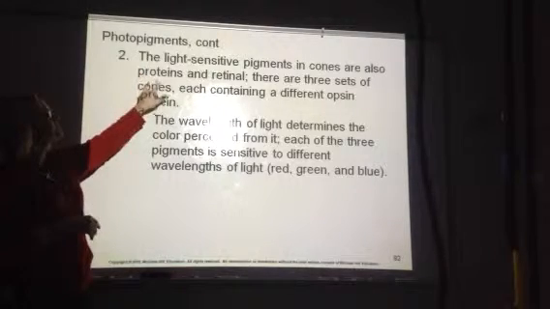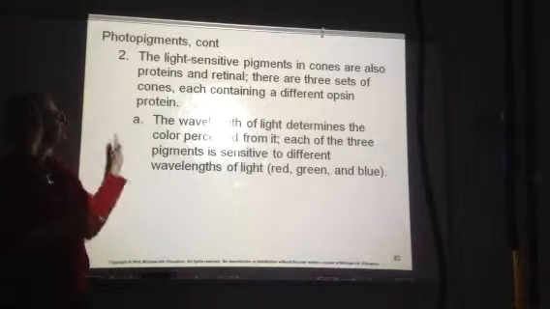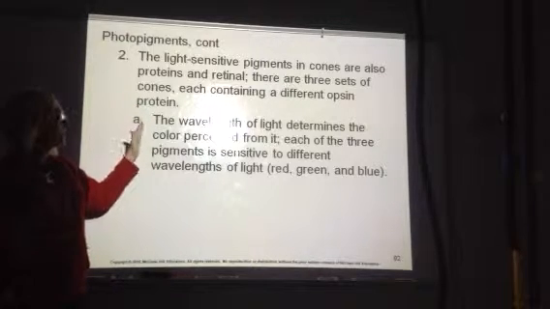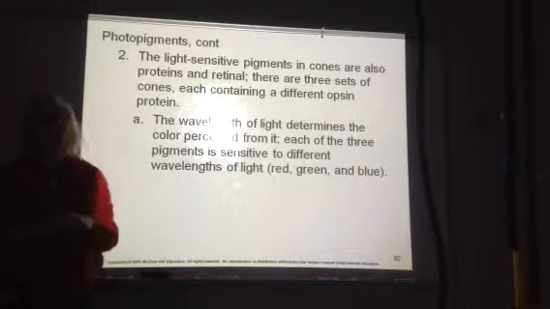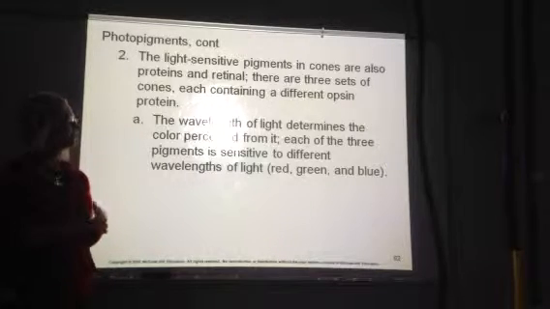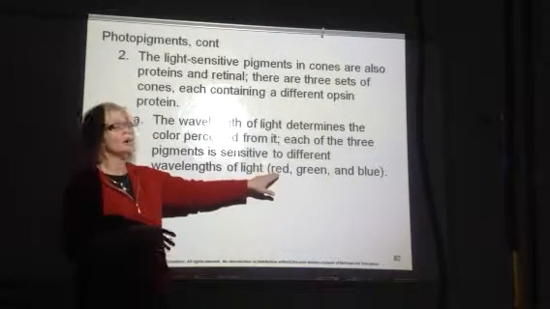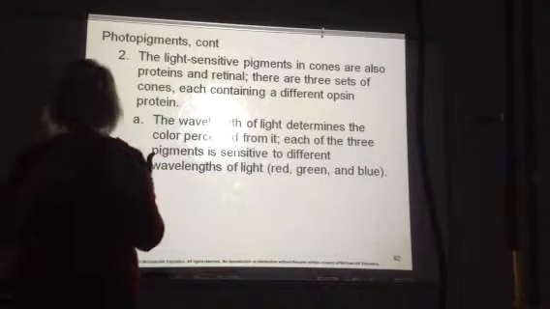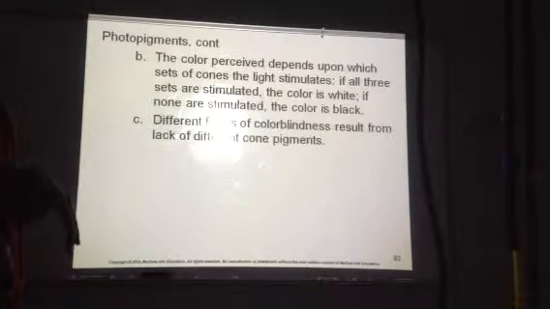Inside of the cones, there are also proteins and retinol. There are 3 sets of cones, each containing a different type of opsin protein. What happens is the wavelength of the light that comes in determines the color perceived. Physical science, you've probably seen this. Chemistry, you've probably seen it. Roy G. Biv, the colors of the spectrum. Red has a very long wavelength. Blue has a much shorter wavelength. So the wavelength of that light is how those different pigments are going to work.